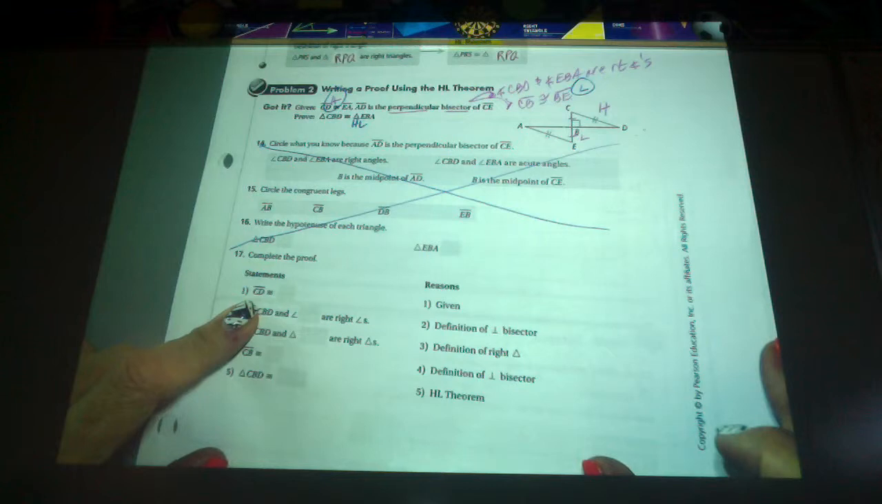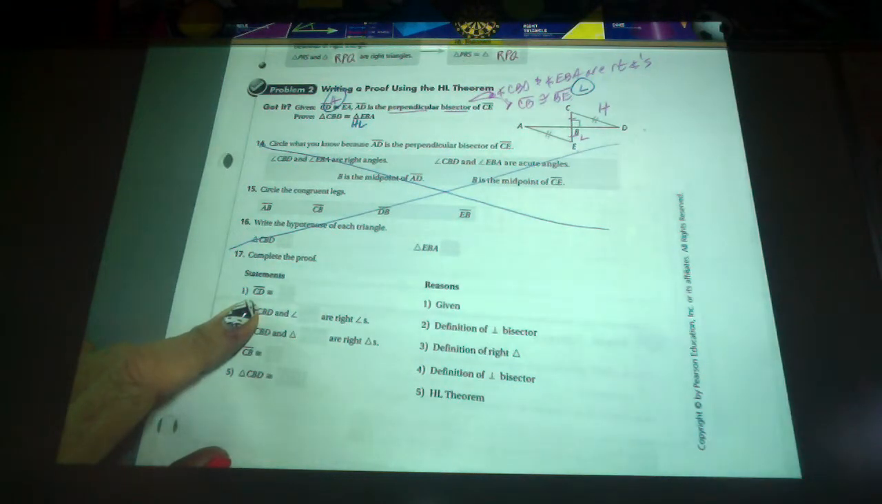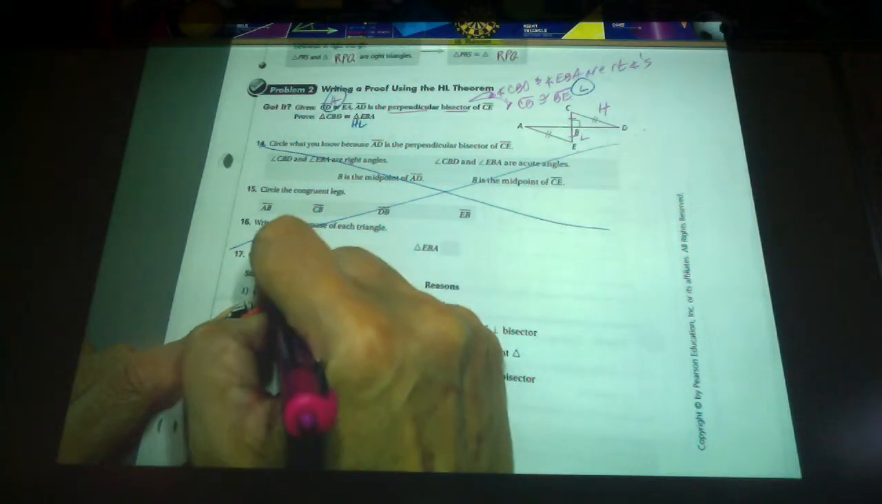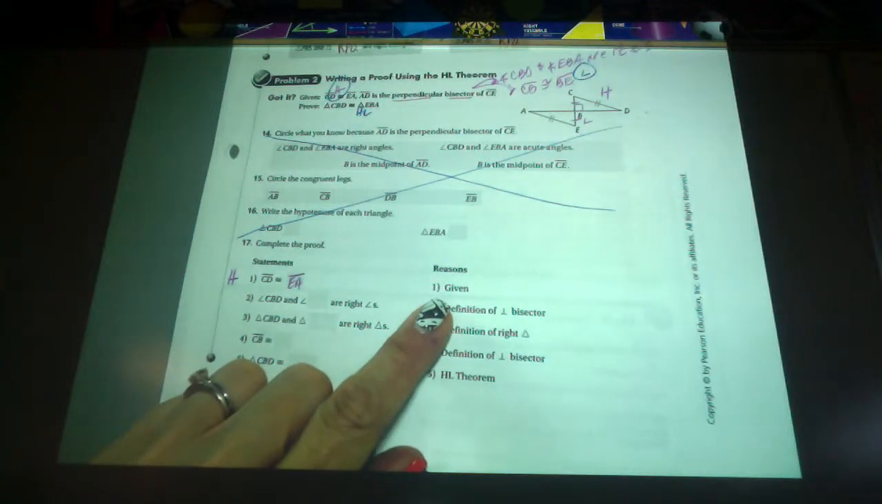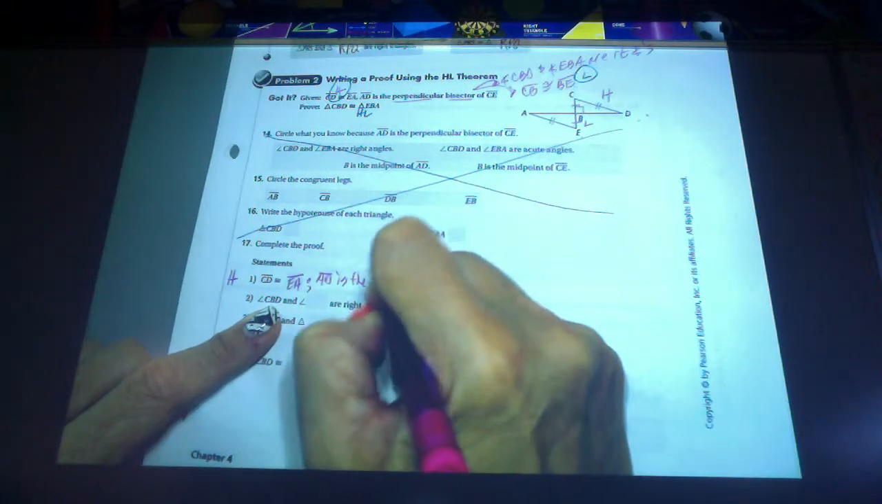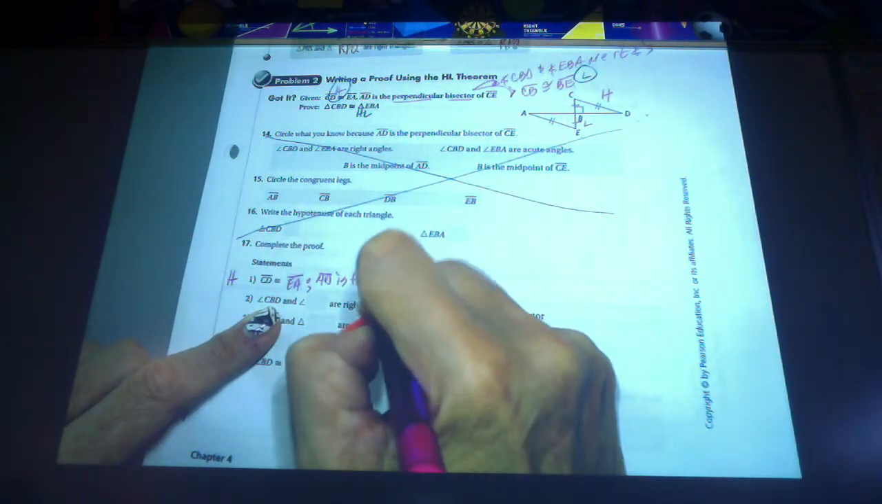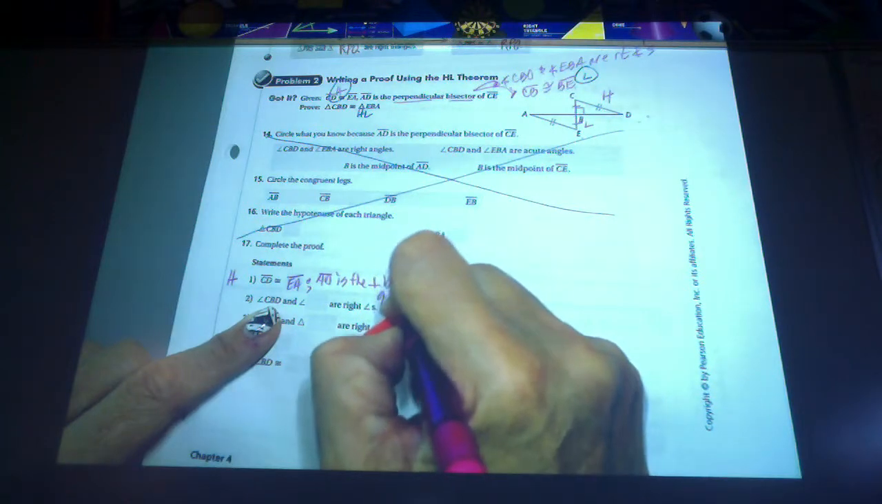So here we go. We're ignoring these. We've got our pre-proof planning done. So here's our statements. We're going to start with H. So CD is congruent to EA, segment EA. That gives us our H. That was given. And then we're also missing here. They don't have that in here, but we're going to add it in, that we also need AD is the perpendicular bisector of segment CE.